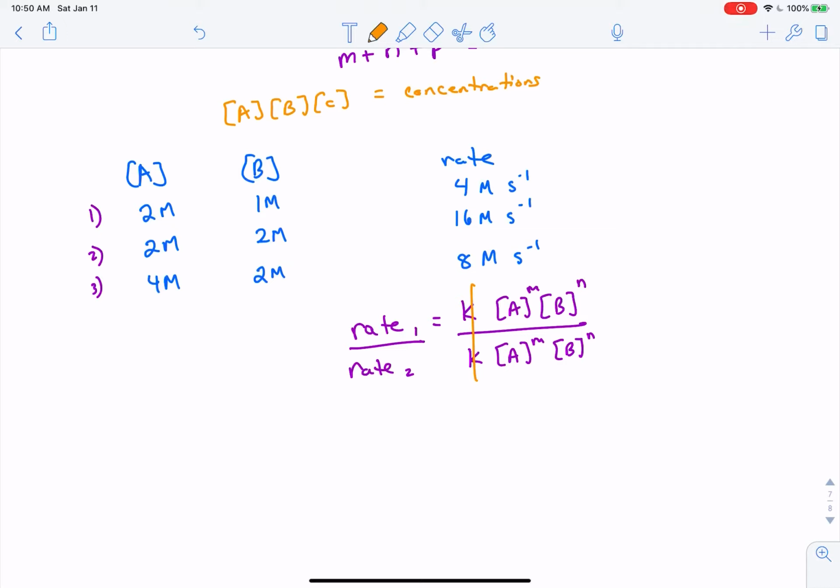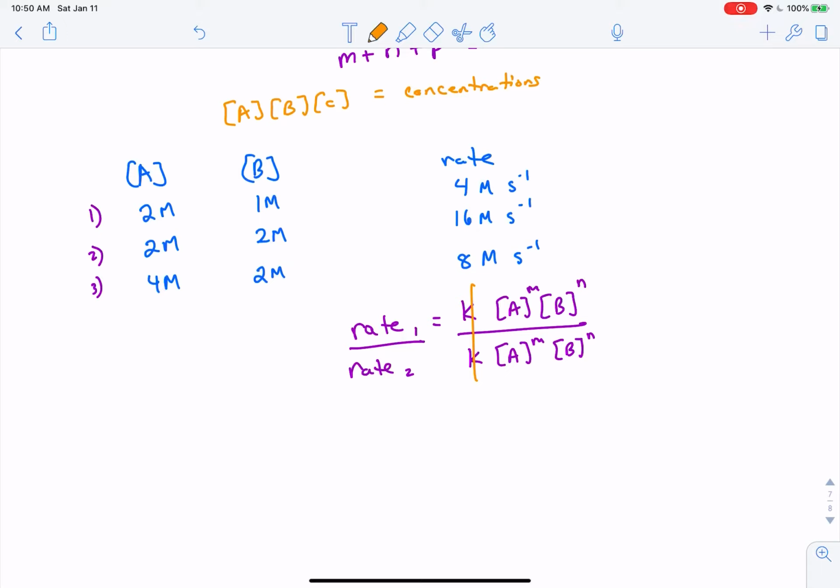What do you think needs to be true so that we can solve for M or N? It doesn't matter which one, but what needs to be true about the concentrations of one of them? Has to be the same. It has to be the same, right? Because if the concentrations of A are the same, then this cancels out, and you're left with B and just N as the exponent you're solving for. If the B's are the same, then those cancel out, and you have M that you're left to solve for. Okay, do y'all see where I'm doing that?